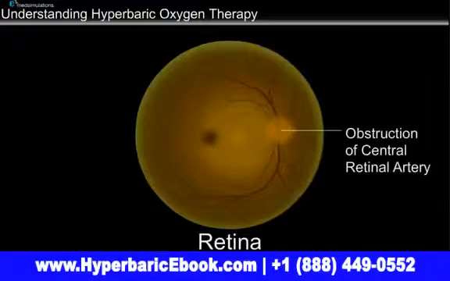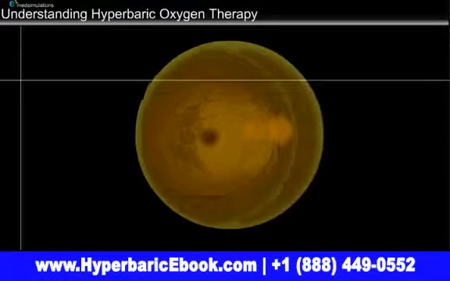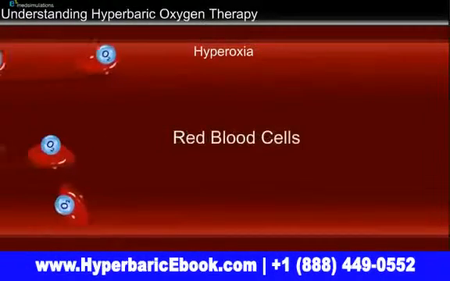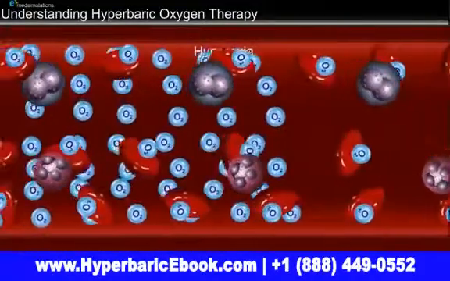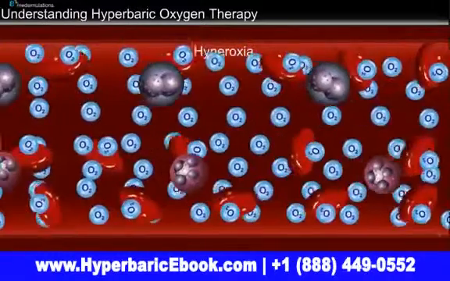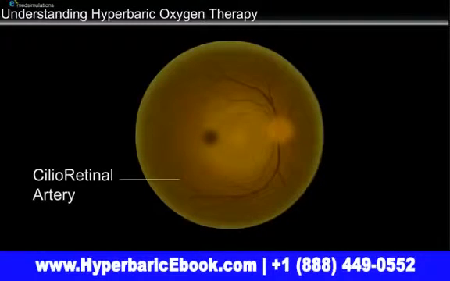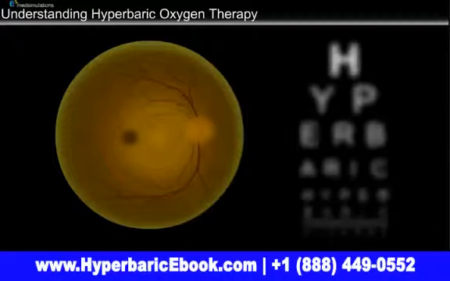The central retinal artery is a blood vessel which supplies blood to the eye. A sudden loss of vision occurs when this blood vessel is obstructed. Hyperbaric therapy increases the oxygen concentration and dissolves oxygen into the blood, resulting in wide oxygen distribution. This allows oxygen to reach the retinal layer of the eye through other blood vessels. In patients with a cilio-retinal artery, an additional artery of the eye is present. Increased oxygen reaches the retinal layer faster, thus leading to rapid healing and return of vision.